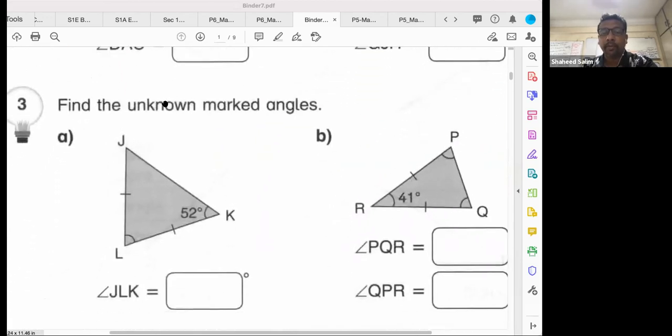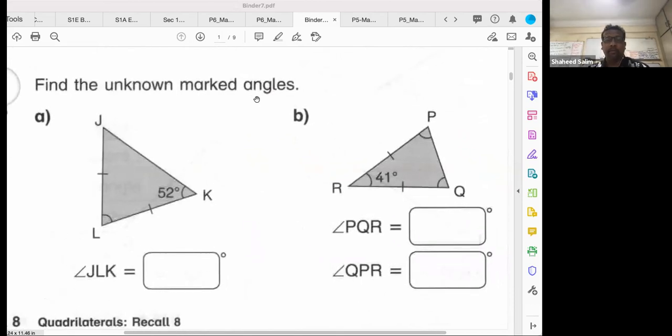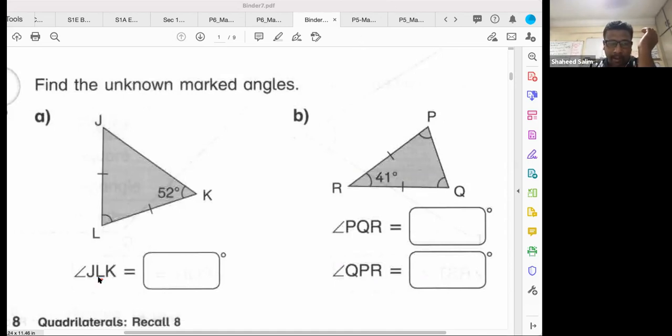You try to do the next few. Find now the angles that they are asking you to find. JLK. Now you must know which one they're talking about. It's always the middle one. What is the middle one? L, so down here. And this one, PQR, down here. PQR is here, QPR is here. Can you give the angles? Can you try?